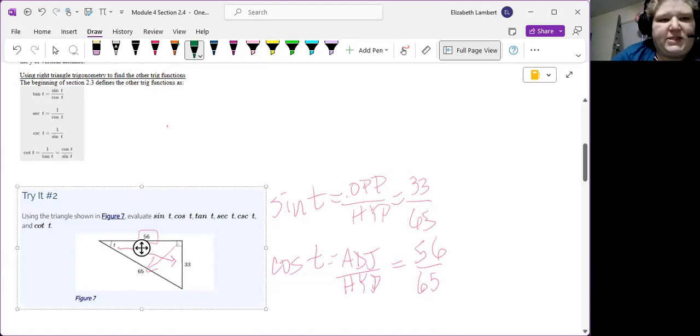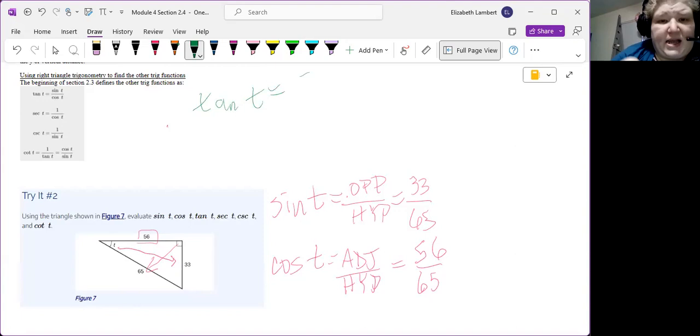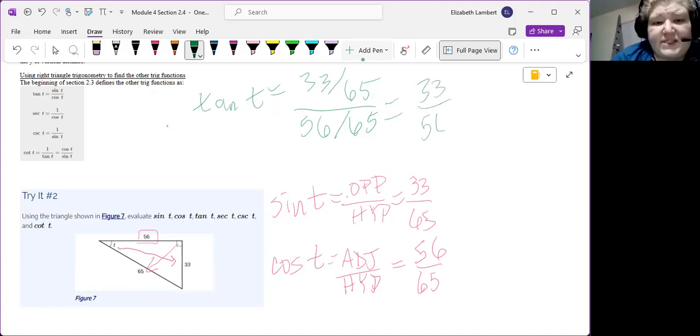All right, so our tangent of t is going to be the sine, 33 over 65, over 56 over 65. Notice the 65s are the same on the top and bottom, so those will cancel. So our tangent is just 33 over 56, which if we look back at our triangle is opposite over adjacent. Tripping on acid follows the pattern.